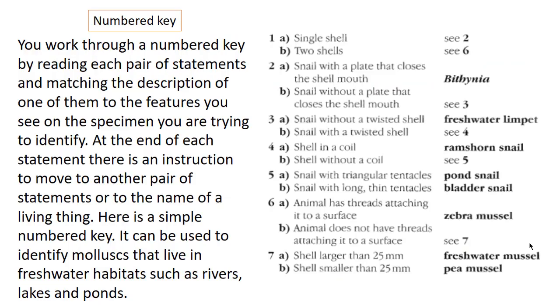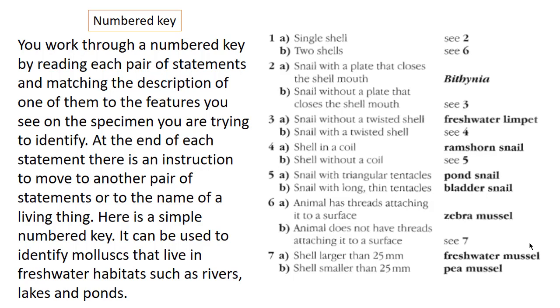The next one is the numbered key. There is an example given that you're going to use. I will attach this PowerPoint to your edu page so you can download and use this template. You are going to work through a numbered key by reading each pair of statements and matching the description of one of them to the features you see on the specimen you are trying to identify. At the end of each statement there is an instruction to move to another pair of statements or to the name of a living thing.